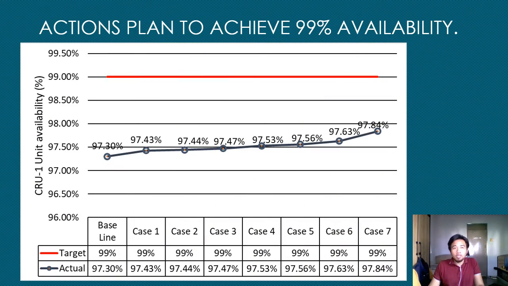Now we have come to the action plan to achieve 99% of availability. The graph represents the availability of the critical equipment. Based on the graph displayed, the improvement in increasing the mean time before failure and reducing the mean time to repair has a significant gap to achieve until 99% availability of the system.